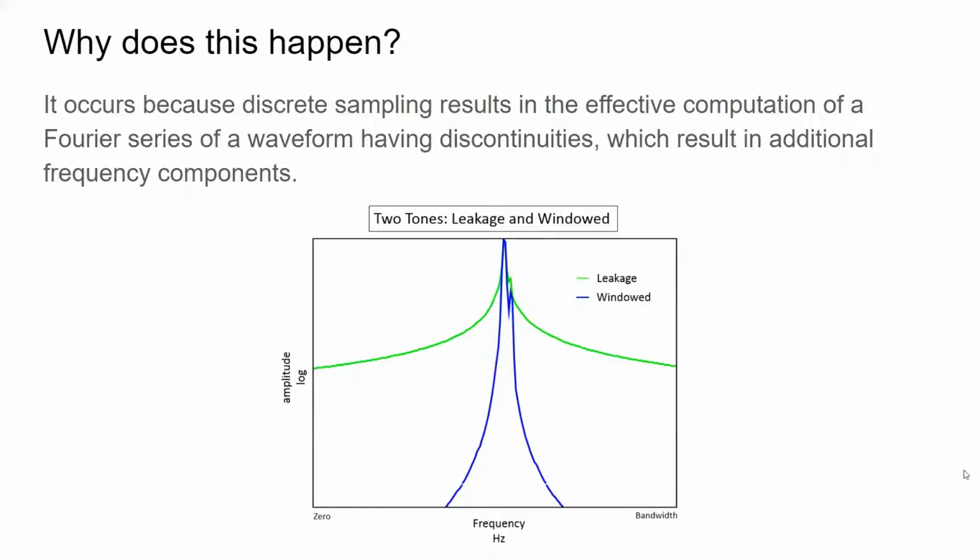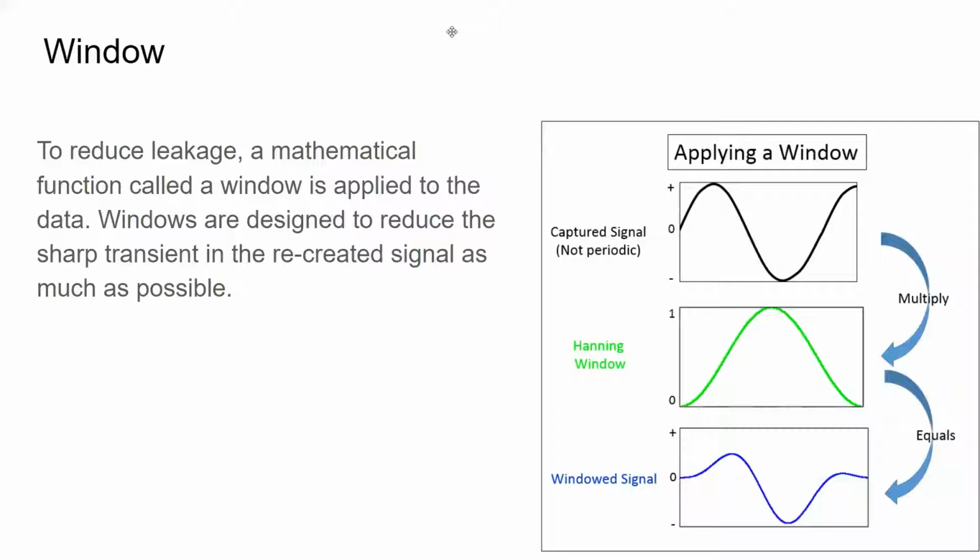Why does this happen? It occurs because discrete samples result in the effective computation of a Fourier series of a waveform having discontinuities, which results in additional frequency components. It's rare for the lines to line up perfectly. Nevertheless, these issues can be cleared up by taking more data using a technique called windowing.